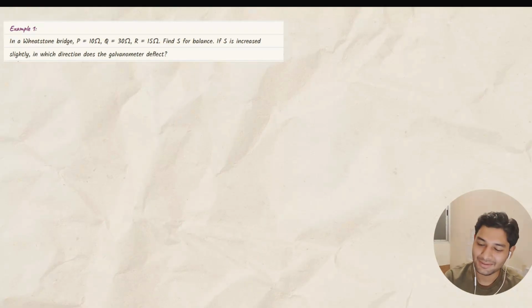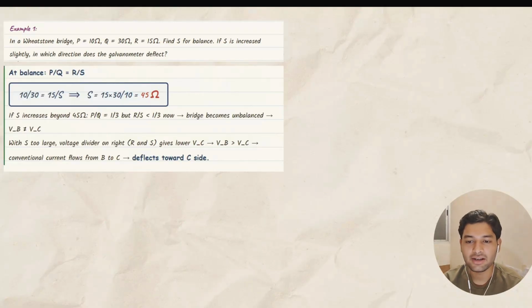The solution is 10 by 30 equals 15 by S, and S equals 15 into 30 by 10, so it equals 45 ohm. Now if S is increased beyond 45 ohm, what would happen? Right now the ratio P by Q is 1 by 3. But if we increase S beyond 45 ohm, R by S will be less than 1 by 3. So the bridge becomes unbalanced and VB is not equal to VC.